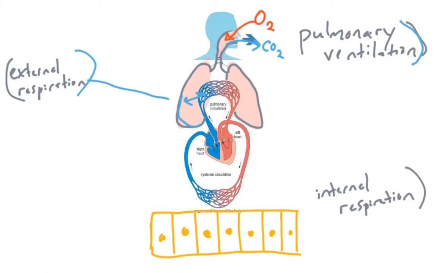With internal respiration, as you might guess, this is again looking at the exchange of gases, oxygen and CO2, but instead of looking at pulmonary circulation and what's going on there, we are now looking at the exchange of gases between the tissues and the bloodstream. And so that's going to be what we refer to as our internal respiration.